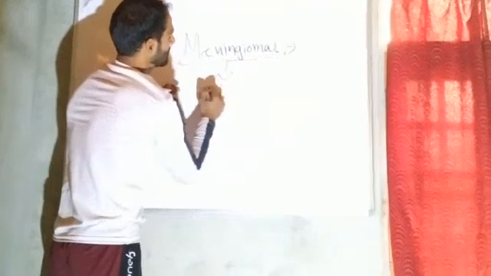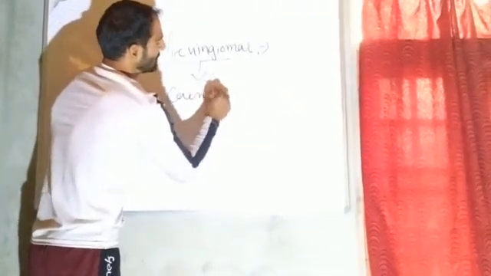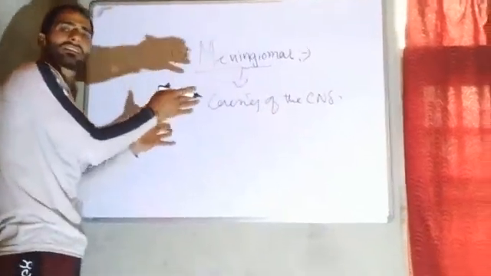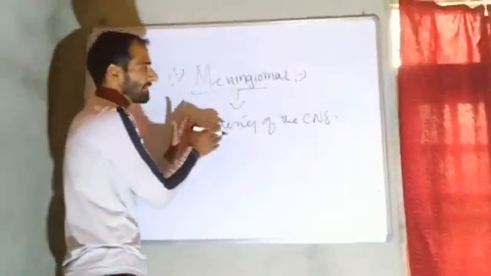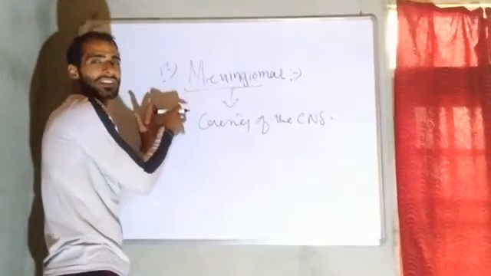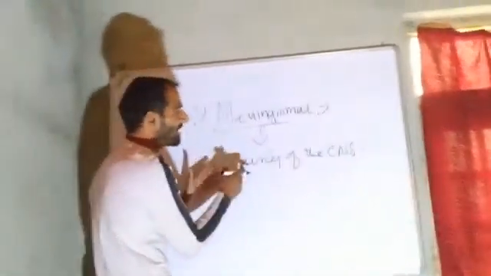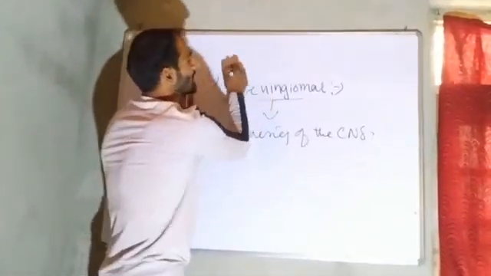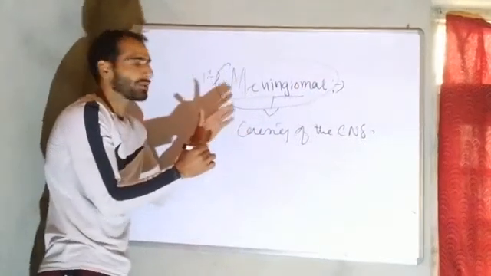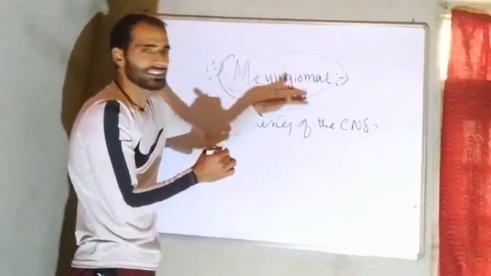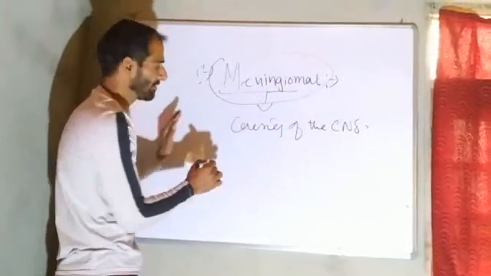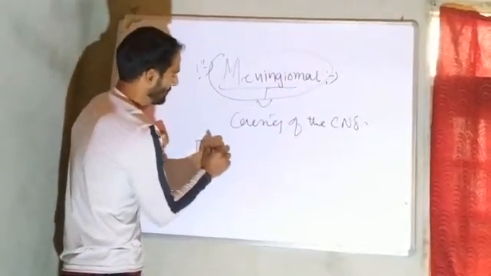Meninges? Meninges means the covering of the CNS, whether it is the brain or the spinal cord. So meninges will include the arachnoid mater, pia mater as well as the dura mater. Whenever a tumor grows in the meninges, the tumor is called meningioma. So a tumor which is present within the meninges of the brain and the spinal cord is known as meningioma.